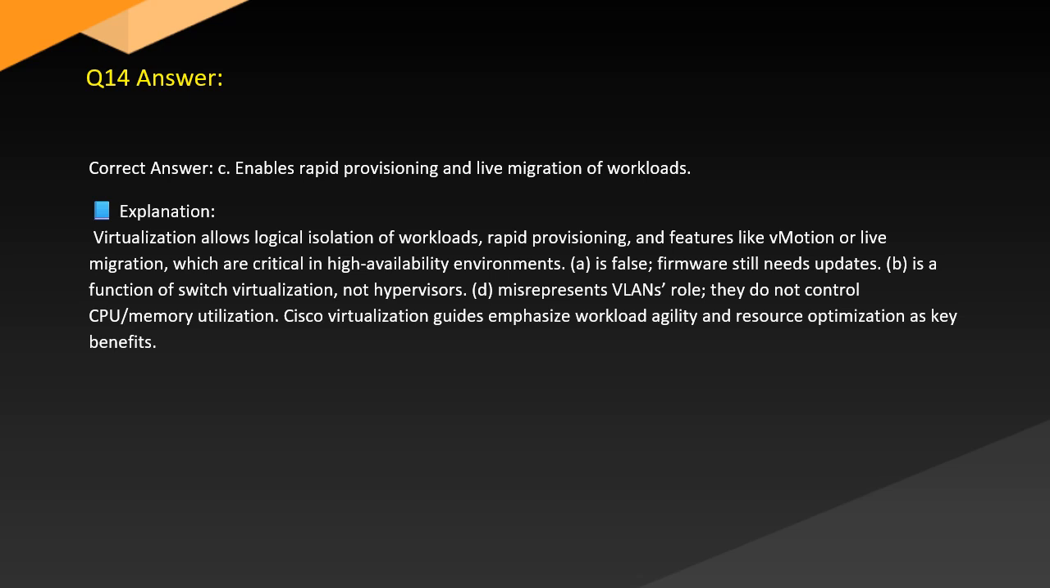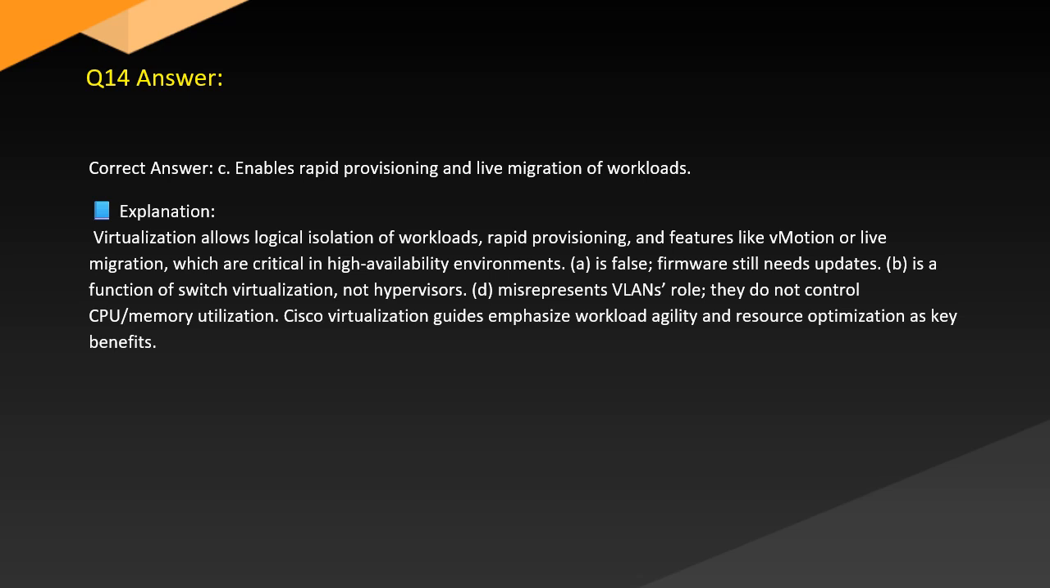Answer. Correct answer: C. Enables rapid provisioning and live migration of workloads. Blue Book explanation: Virtualization allows logical isolation of workloads, rapid provisioning, and features like vMotion or live migration, which are critical in high availability environments.